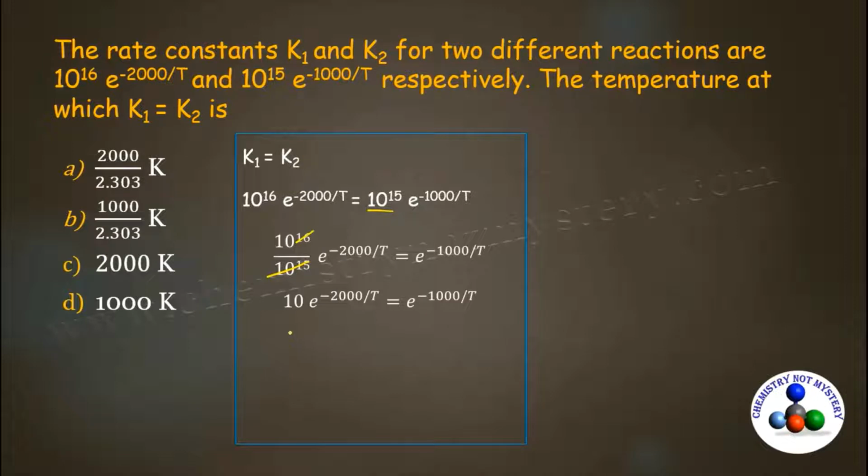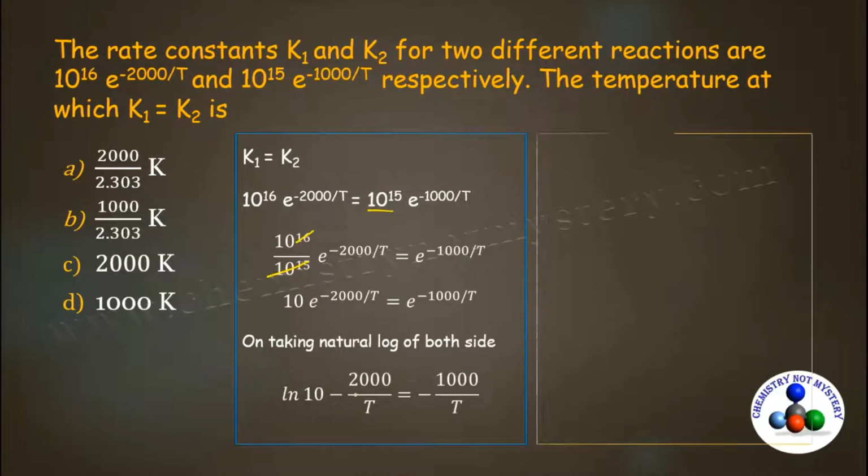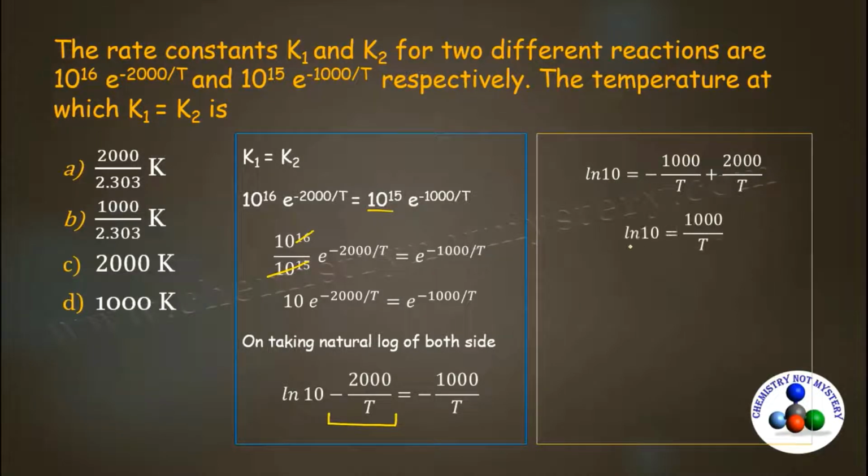Take the natural log of both sides of the equation. So you will get ln 10 minus 2000 over T is equal to minus 1000 over T. Now transfer this term to the other side of the equation. So you will get ln 10 is equal to minus 1000 over T plus 2000 over T. Now solve this equation. So you will get ln 10 is equal to 1000 over T.